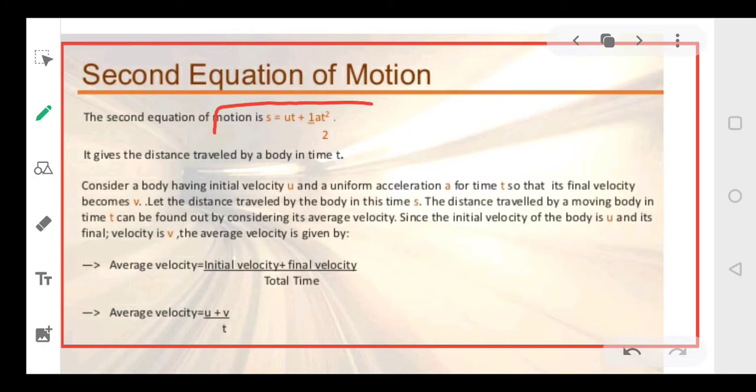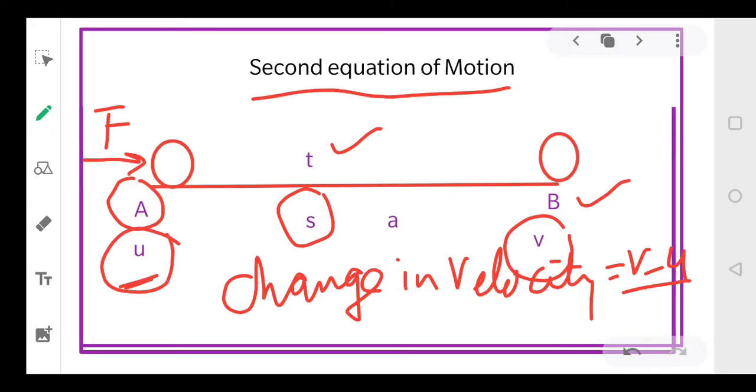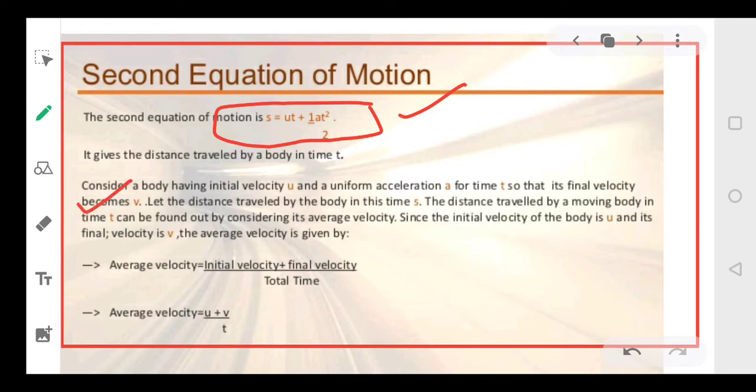So the second equation is S is equal to UT plus half AT square. This is the equation that we have to derive. We have taken that the object is present at position A and now it is present at B. The distance covered is S and time is T. U is initial velocity, V is final velocity, and the acceleration is A. So we will be using all these terms. Clear? So this is our statement.